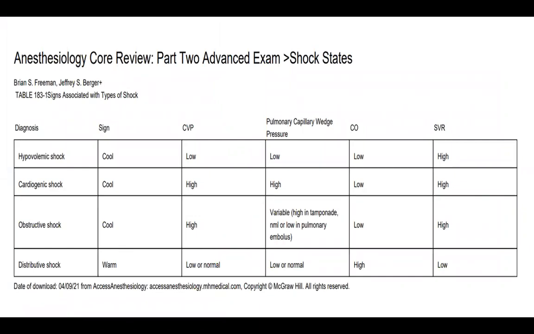So this is a great chart I pulled straight out of your chapter, and it does a good job of just breaking down the different aspects of the four types of shock. So here's your hypovolemic. Remember, it's a low circulating blood volume, so you expect your CVP to be low, your wedge to be low. Remember, your wedge is a reflection of your left ventricular filling pressure, okay? So you would expect that to be low. Of course, your cardiac output low, and your SVR is high.